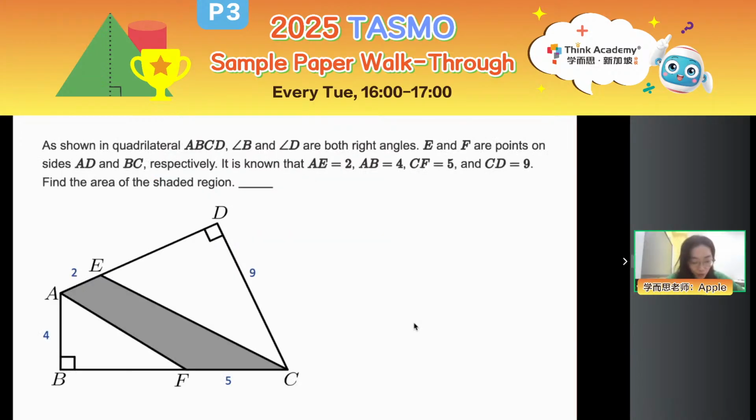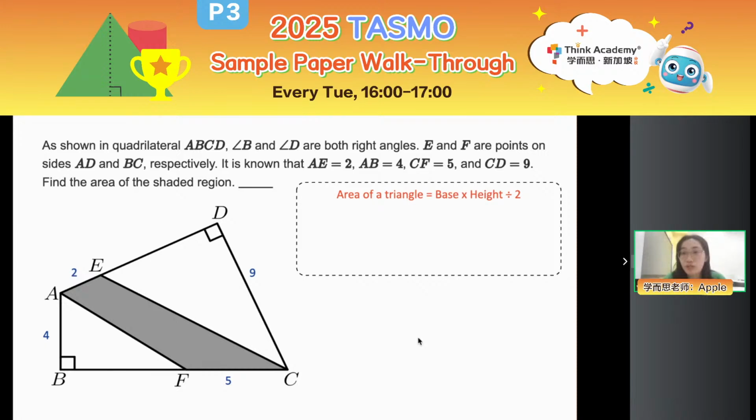Now let's move on to question 20. Question 20: as shown in quadrilateral ABCD, angle B and angle D are both right angles. E and F are points on sides AD and BC, respectively. It is known that AE equals 2, AB equals 4, CF equals 5, and CD equals 9. Find the area of the shaded region.